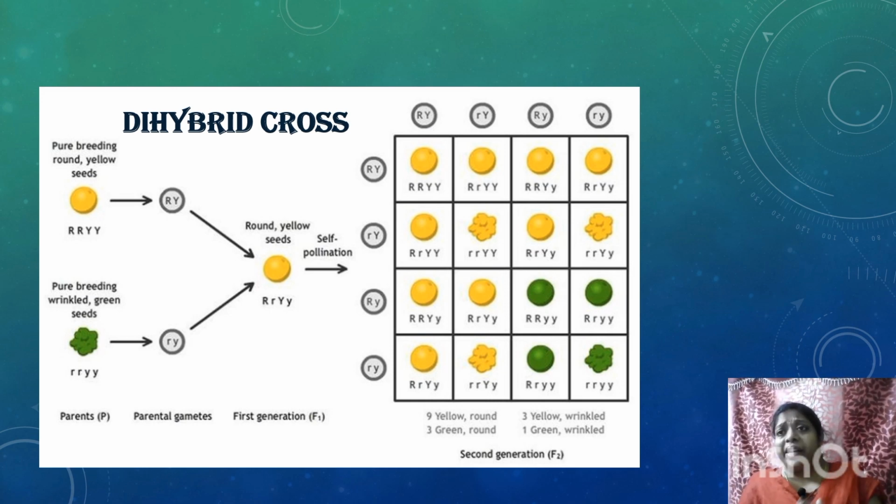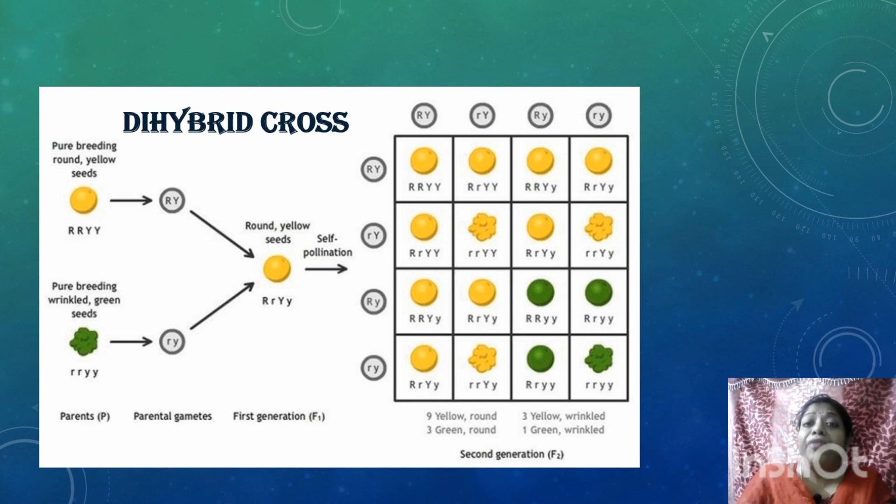Meanwhile, he wanted to check the wrinkled green as well. The wrinkled shape and the green color, both contrasting traits, were found to be recessive. Recessive means it is hidden, not expressed. Then he self-pollinated the first generation. What did he get in this experiment? He got 4 different combinations of seeds in the F2 generation, the second generation.